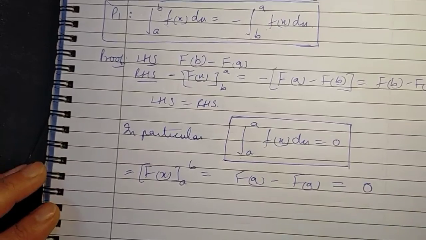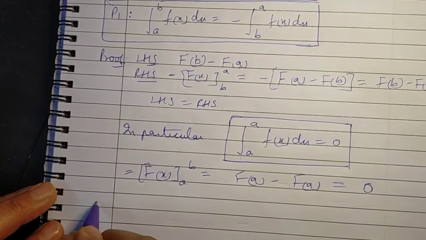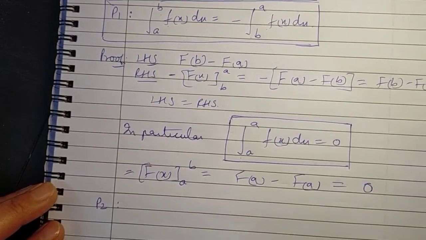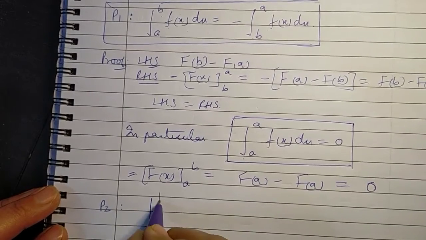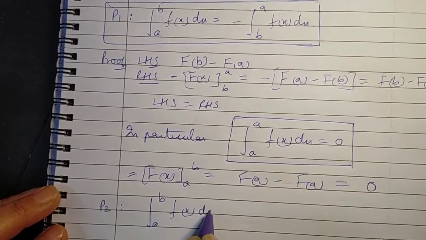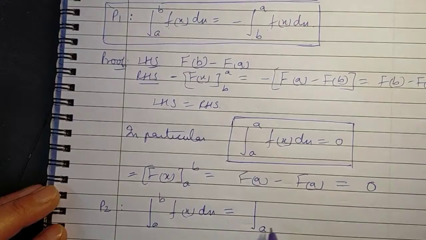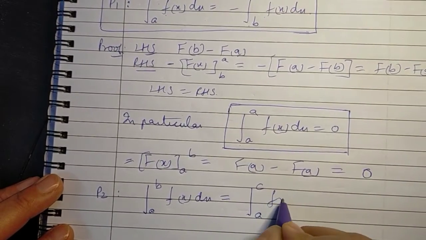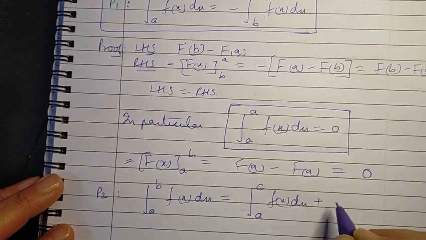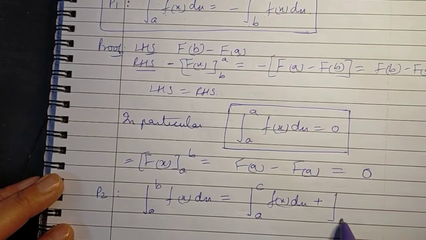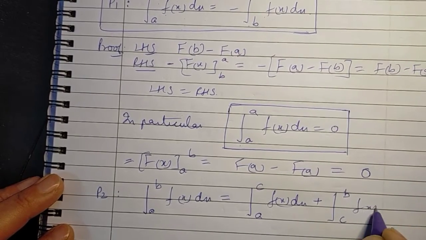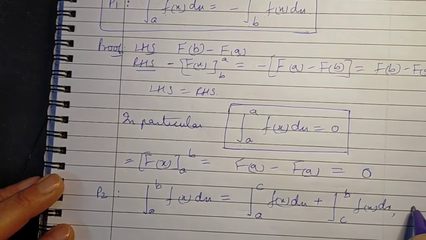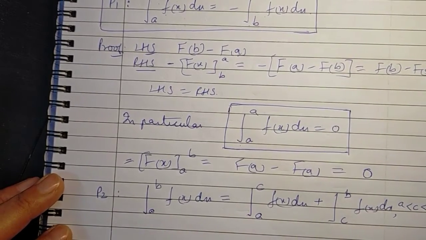which is 0. Now let's come to the next property, property P2, that is, the integral from a to b of f(x) dx is equal to the integral from a to c of f(x) dx plus the integral from c to b of f(x) dx, where c is any point lying strictly between a and b.